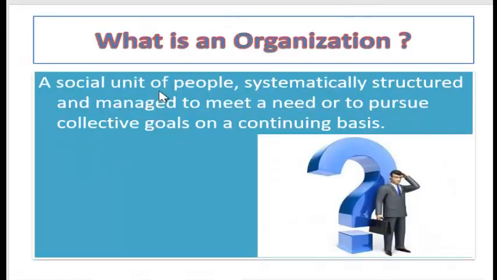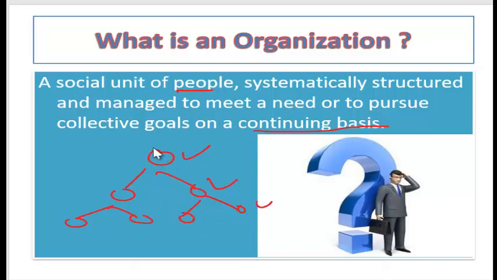Then the question comes to mind: what is an organization? An organization is where you put something in a systematic fashion, in some kind of structure. It's a social unit of people, which is systematically structured and managed, to meet a need or to pursue a collective goal on a continuing basis. That means you're organizing people at different levels so that you can take decisions at each level and accomplish one particular goal.